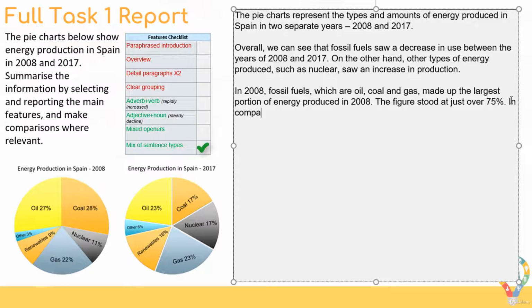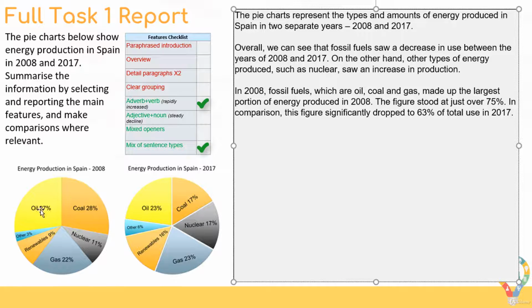In comparison, and it's good to make comparisons in your report, this figure dropped. I'm going to use an adverb now, so an adverb and a verb. Significantly dropped to, let's see, so we've got 23, 17, that makes up 30, 40, 63%, significantly dropped to 63% of total use in 2017. So I've given an overall picture of fossil fuels, which is my first group.